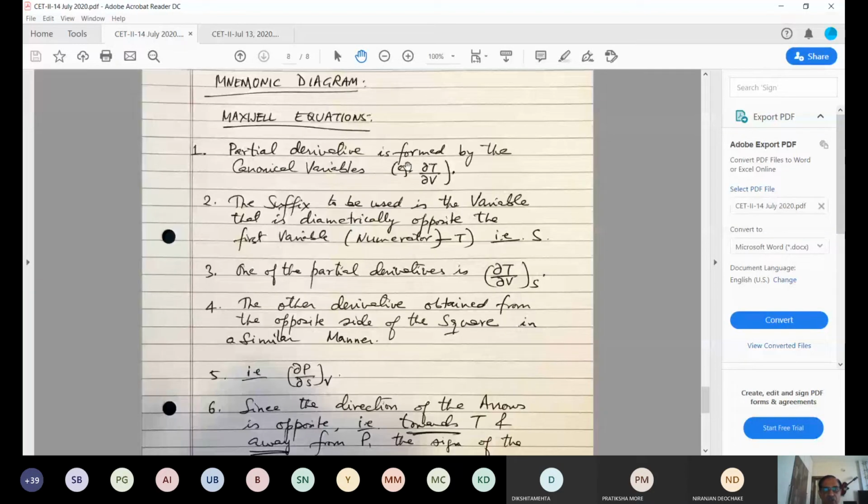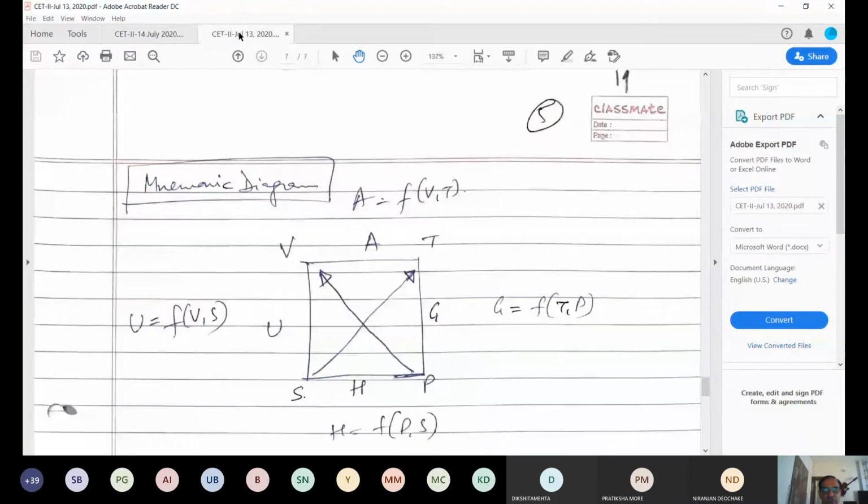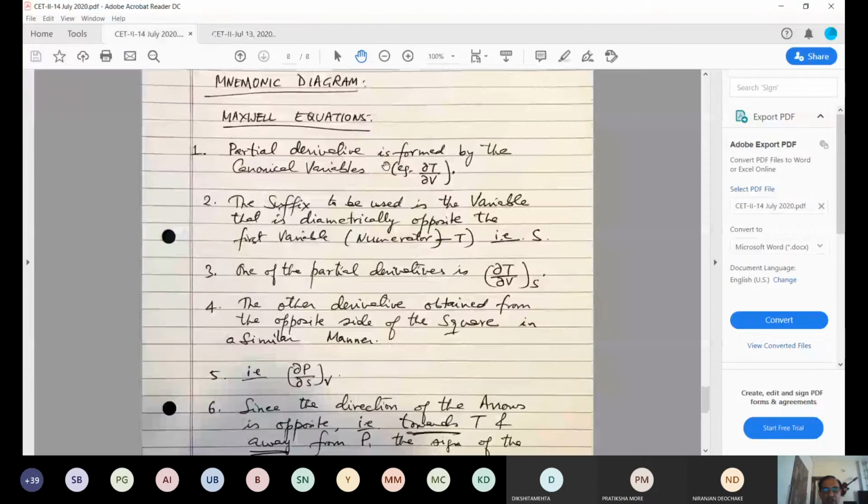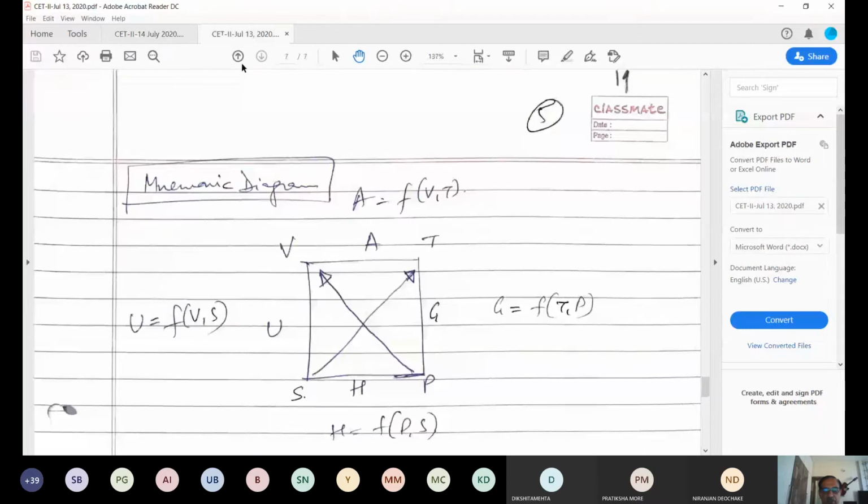So partial derivative is found by canonical variables. Suppose I take this A, the canonical variables are v and t. That means A is a function of v and t. So the partial derivative is found by those two variables. I can take dava v by dava t, or dava t by dava v. It doesn't really matter. Either I go clockwise or counterclockwise, I'll get the same four equations. So what I have done is taken dava t by dava v.